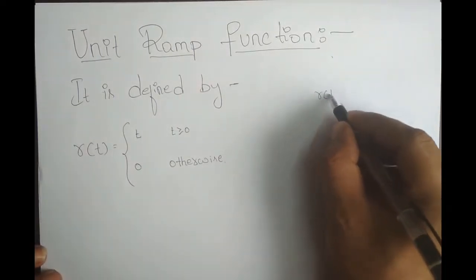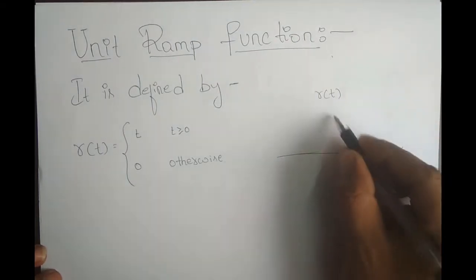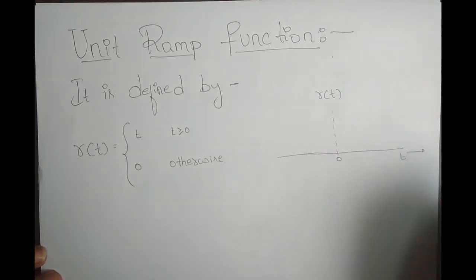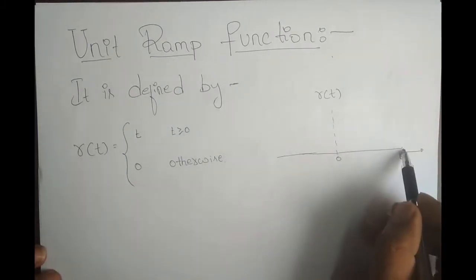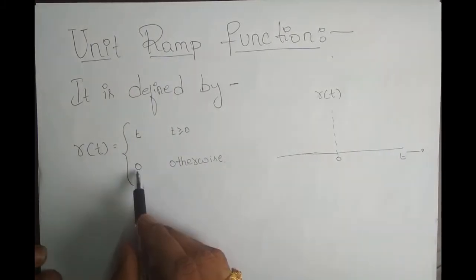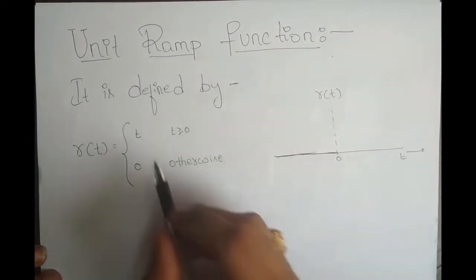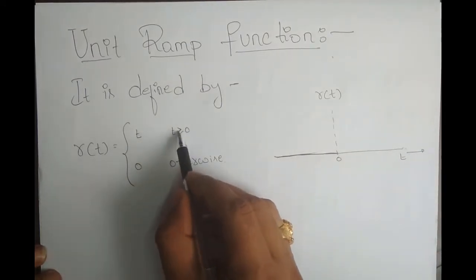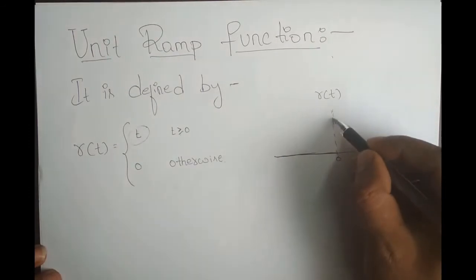Okay, so this is how mathematically unit ramp function looks like. Graphically, if I try to sketch the signal, so this is at t is equal to 0, this is the independent variable t. Now it is defined only for t greater than or equal to 0, and it is 0 otherwise. So for negative values of t, it is completely 0. Now for t greater than or equal to 0, what is the amplitude? It is t, right?